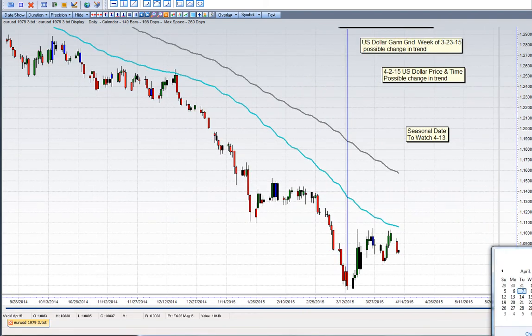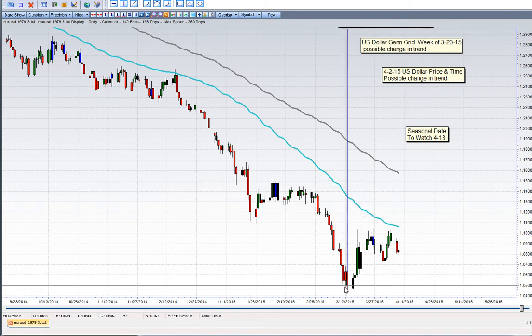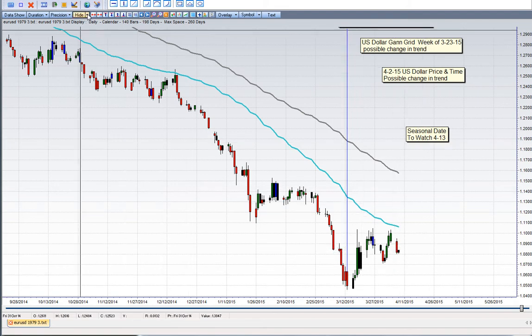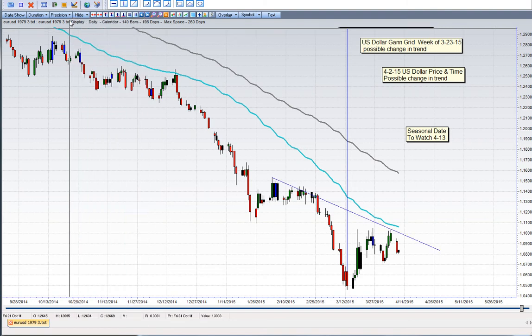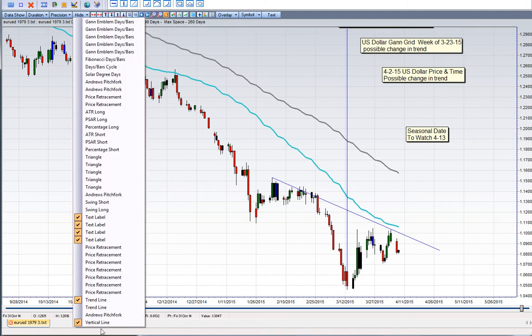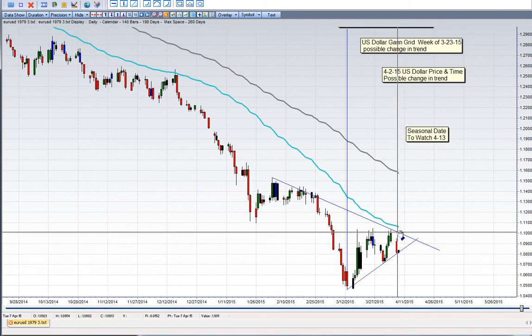The 14th is Monday, next Monday. So keep an eye on that. That's a seasonal date. This thing is creating a wedge. If we go here, and it's gonna get tight.